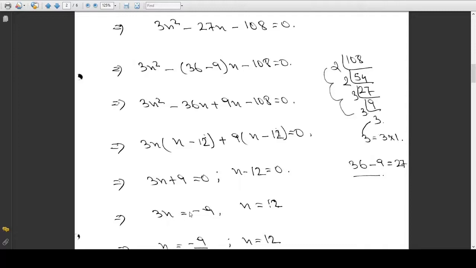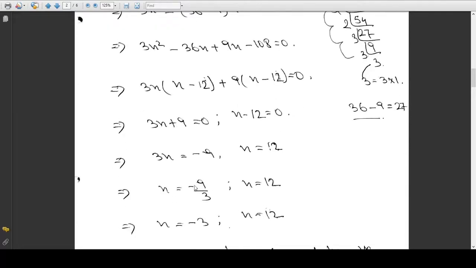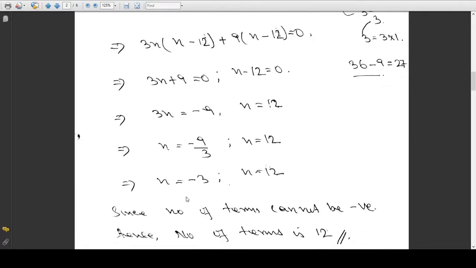This gives us 3n equals minus 9, or n equals 12. So n will be minus 9 by 3, which is minus 3, and n equals 12. These are the two values of n. Here n is minus 3, and we reject it because n should be a counting number, starting from 1. Therefore we reject n equals minus 3 and take the value of n to be 12. Hence the number of terms is 12.